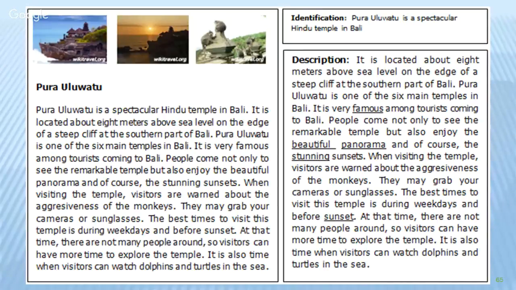It is located about 8 meters above sea level on the edge of a steep cliff at the southern part of Bali. Pura Uluwatu is one of the 6 main temples in Bali. It is very famous among tourists coming to Bali. People come not only to see the remarkable temple, but also enjoy the beautiful panorama and, of course, the stunning sunsets. When visiting the temple, visitors are warned about the aggressiveness of the monkeys.